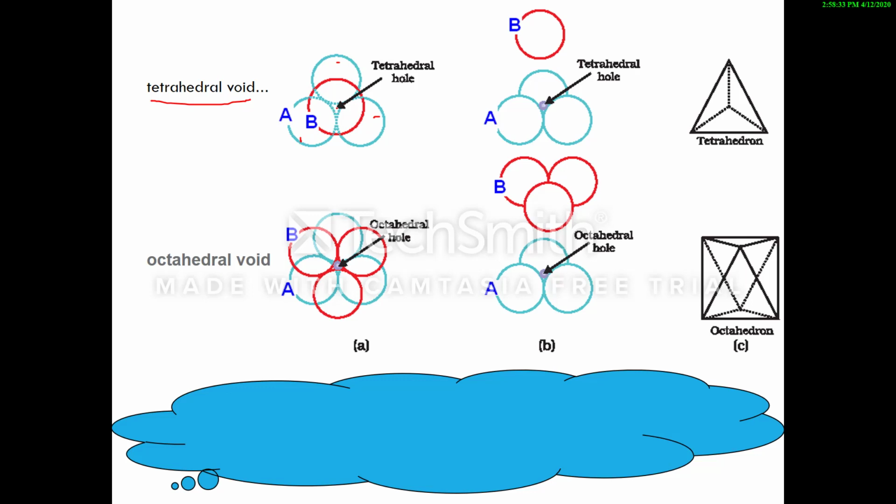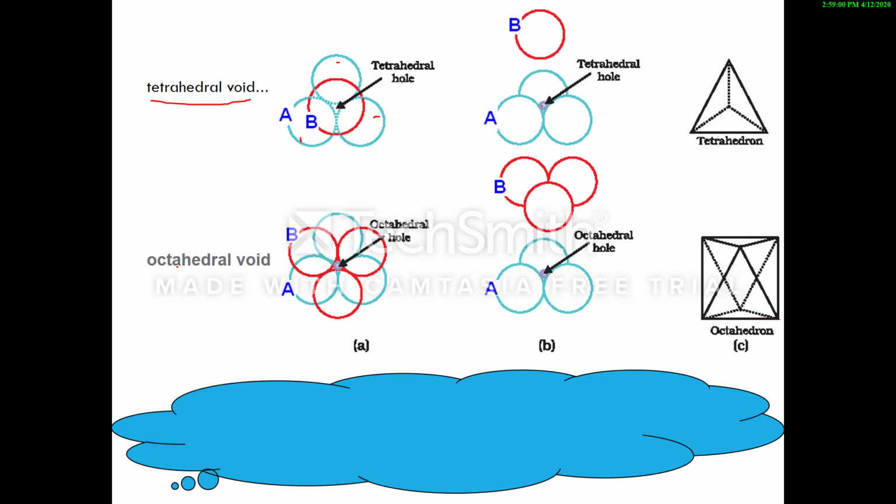So now we can say this void is touched by the four spheres. This void is touched by the four spheres. That's why we can say this is the center of the tetrahedra. If we join the center of all these four spheres, this void we will get. So this is called tetrahedral hole or tetrahedral void.